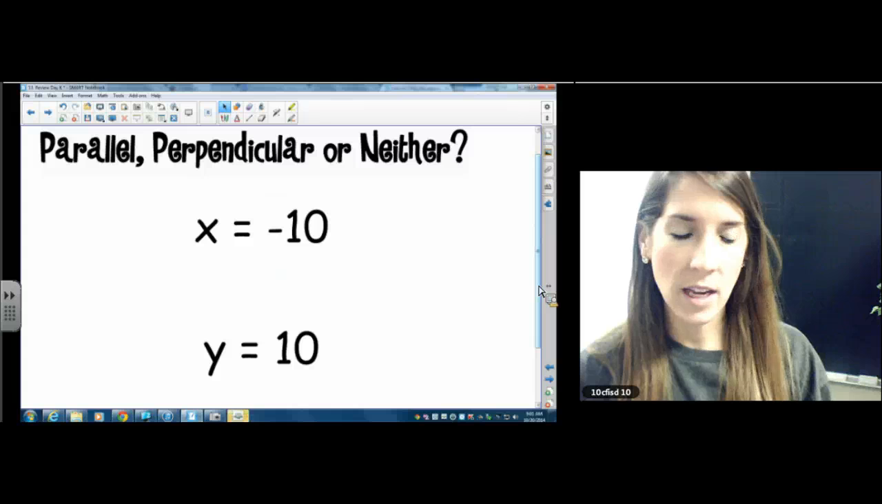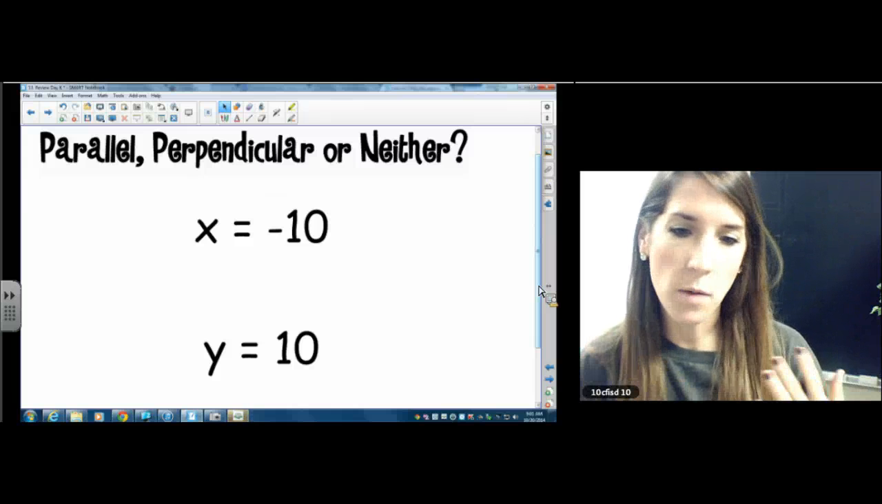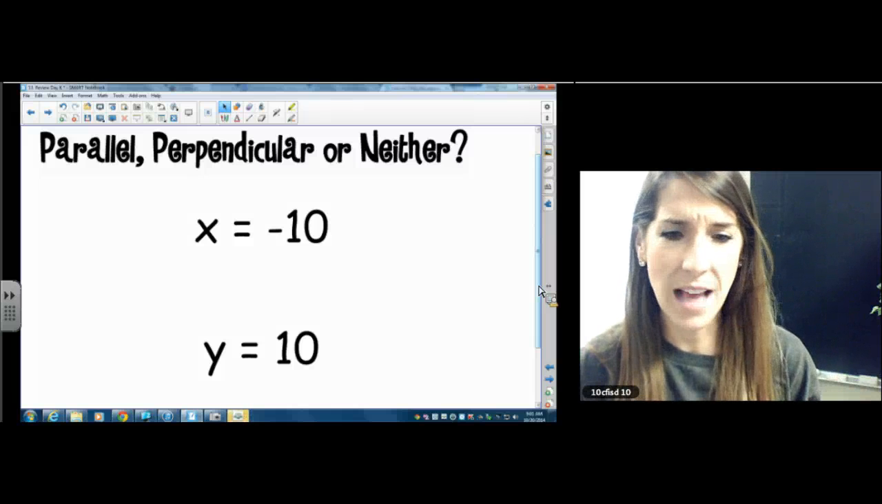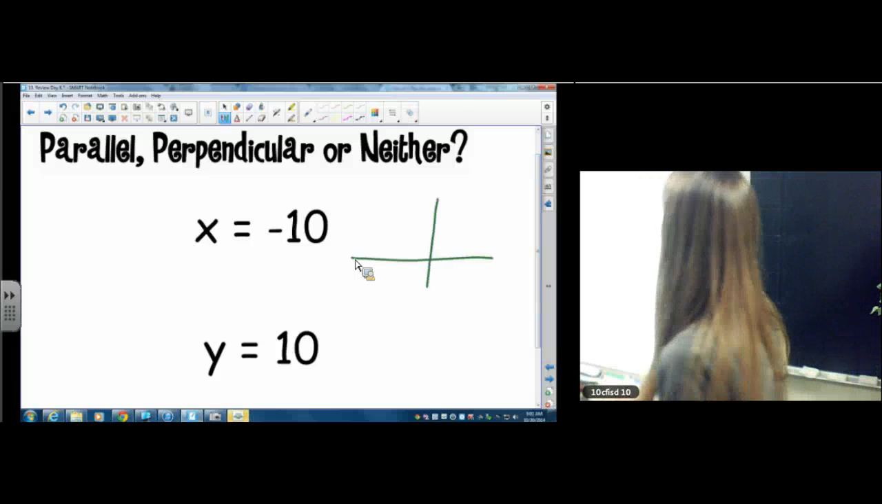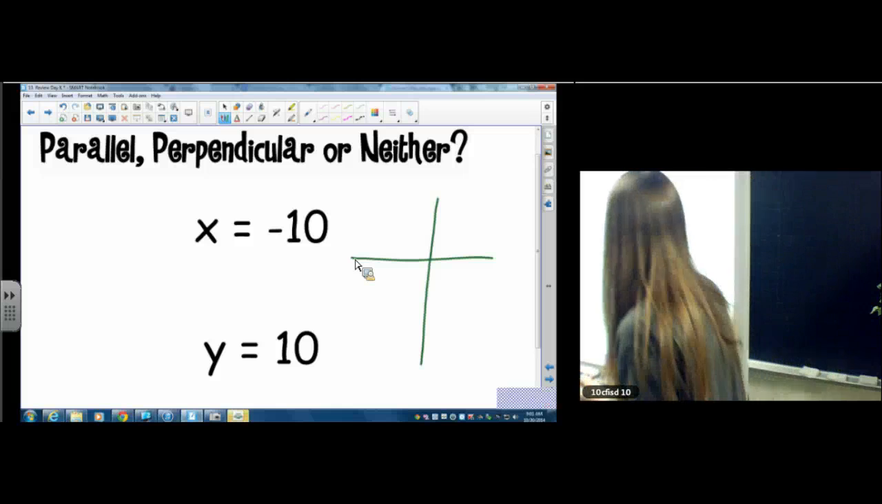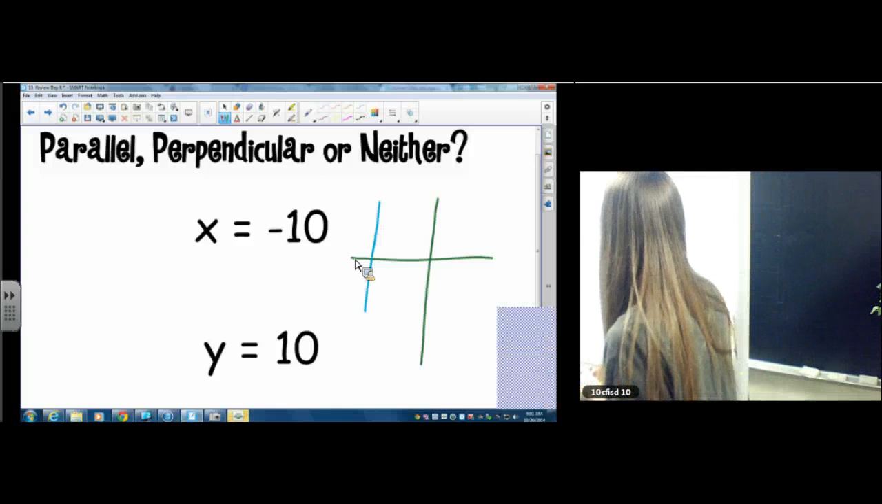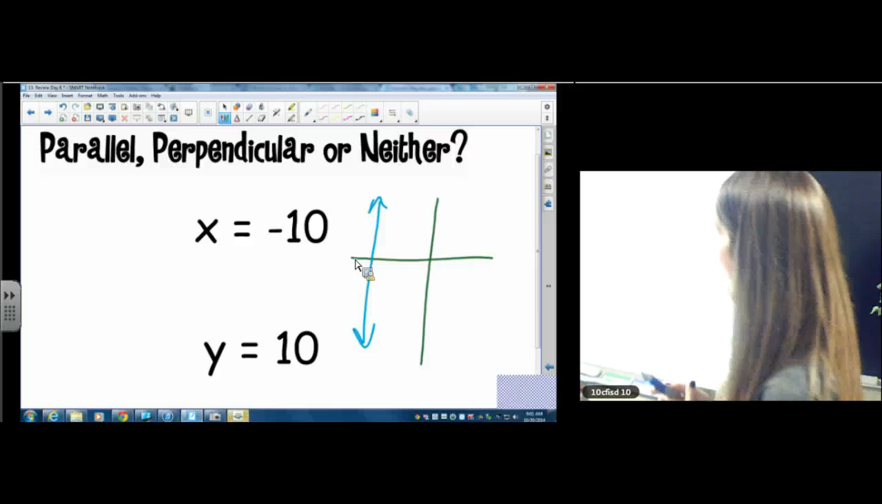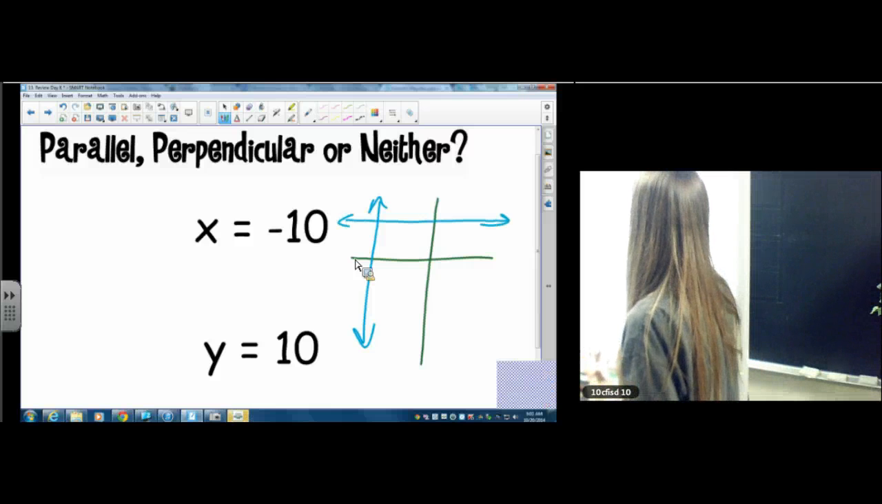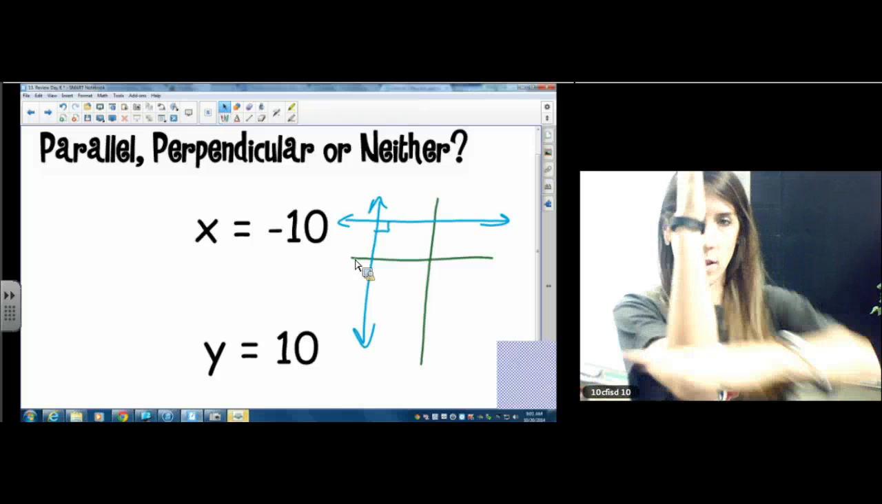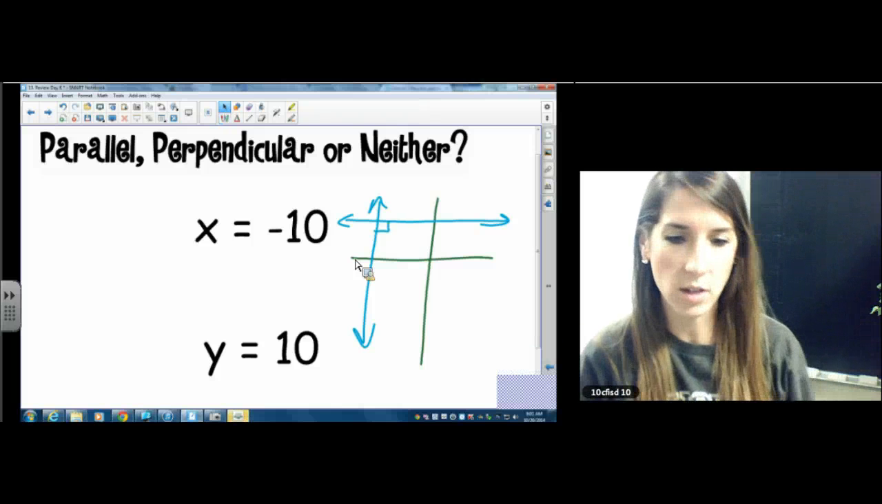So parallel, perpendicular, neither. It doesn't matter that one was -10 and one was 10. Those numbers actually have nothing to do with it. X equals a constant means that you are going to have a vertical line. That's x equals -10 right there. Y equals a constant means you're going to have a horizontal line. And so those are going to be perpendicular because a vertical line is always perpendicular to a horizontal line.